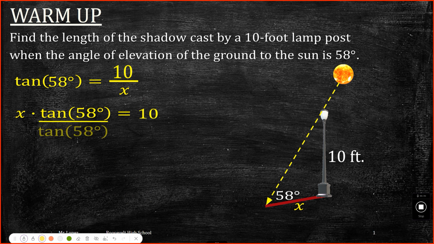Make sure that when using a calculator, it's in degrees. It says DEG. Look at the little indicator at the bottom that says DEG. Yep. So go ahead and do 10 divided by tangent of 58 degrees.